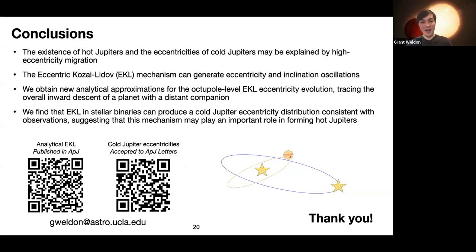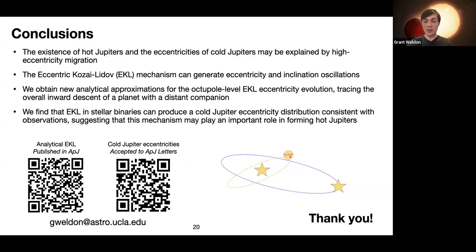So yeah, here are my conclusions. The existence of hot Jupiters and the eccentricities of cold Jupiters may be together explained by this process of high eccentricity migration. The EKL mechanism is one way to generate these eccentricities.